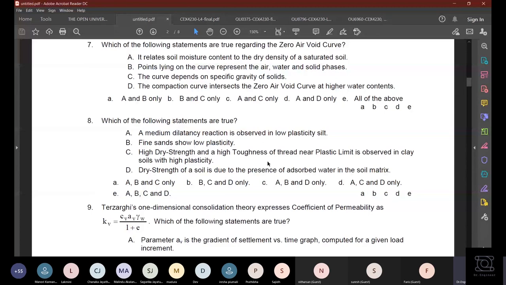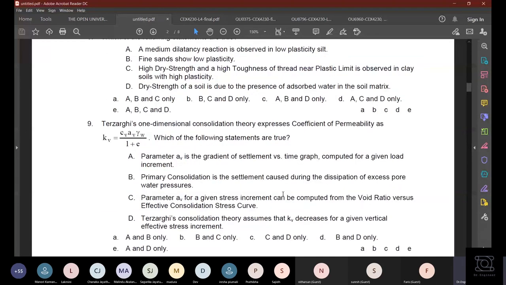Dry strength of a soil is due to the presence of adsorbed water in the soil matrix. Yes, strength is developed due to that adsorbed water. When there is high plasticity, there will be a high amount of adsorbed water and it develops a high dry strength. So B, C and D are correct, so option B. And the next statement is about Terzaghi's one-dimensional consolidation theory.